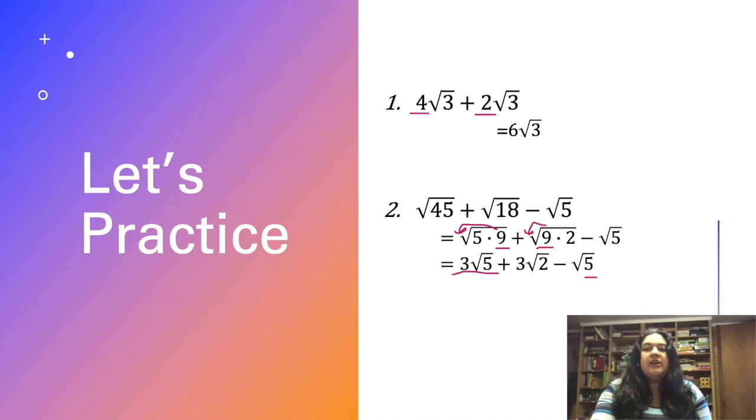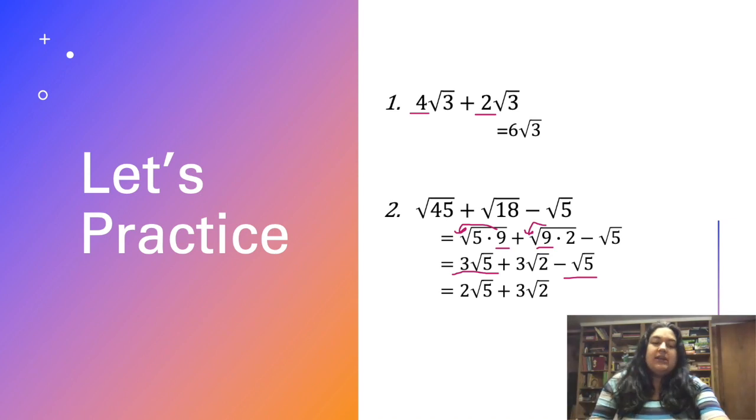I have 3 over here, and then I'm subtracting 1 over here. So again, if I were to visualize this, that 3 times the square root of 5 means the square root of 5 plus the square root of 5 plus the square root of 5. And now you're going to subtract 1. So that is going to leave you with 2 the square root of 5, and then plus 3 times the square root of 2. There are no other radicals that are like that square root of 2, so he gets to hang out by himself, but it's all good.